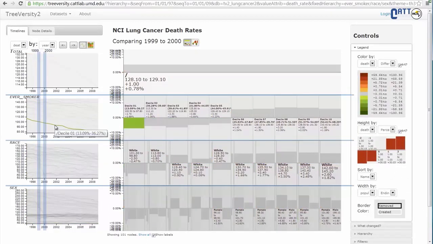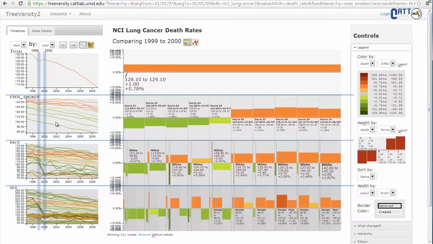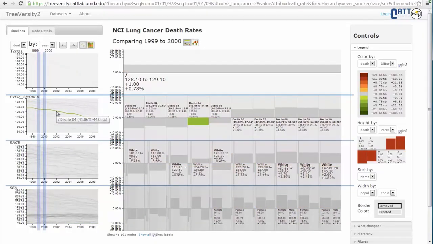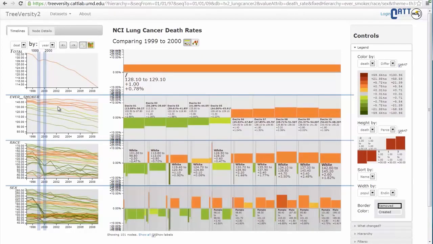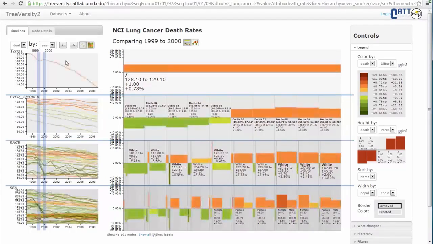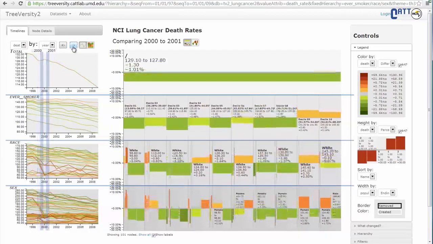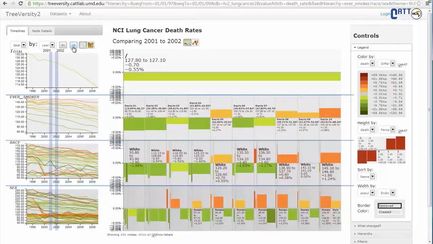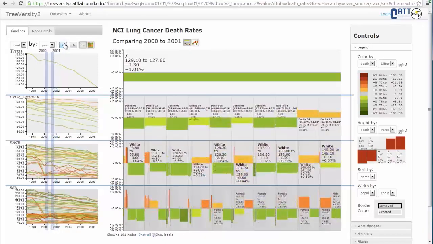We see that the first decile has the lowest death rate, and then following to the next deciles, second decile, the third decile, and so on and so forth, showing that there's a nice correlation between the number of people that have ever smoked in the county and the death rate for those same counties. TreeVersity gave us also some extra information, by allowing us to move to the next years and then explore year by year what are the things that have changed significantly.